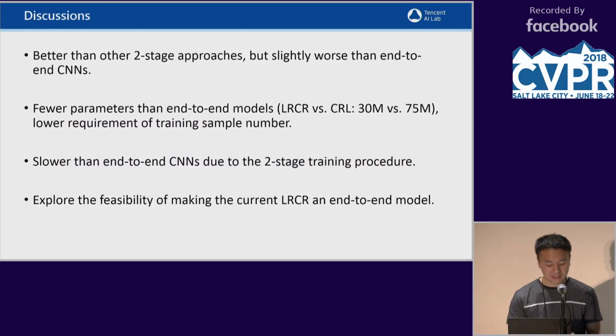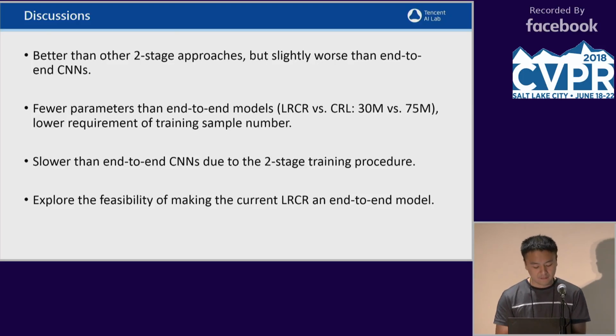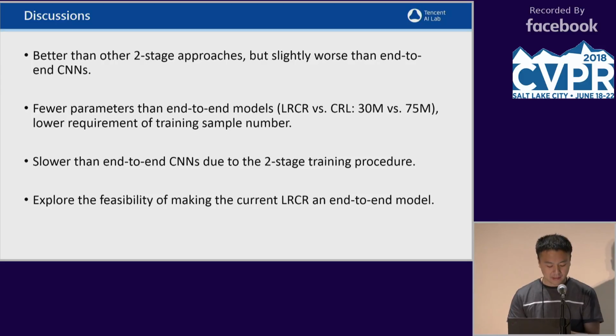Next, we make some comments on our model. First, it is better than the other two-stage models, but slightly worse than end-to-end models. However, it has fewer parameters than end-to-end models. For example, compared to the recent cascaded residual learning, which has 17.5 million parameters, our model has only 13 million. Therefore, cascaded residual learning requires a large number of training samples to train the model well.